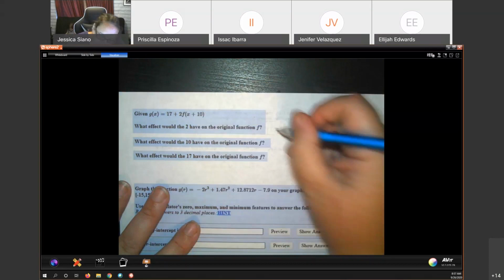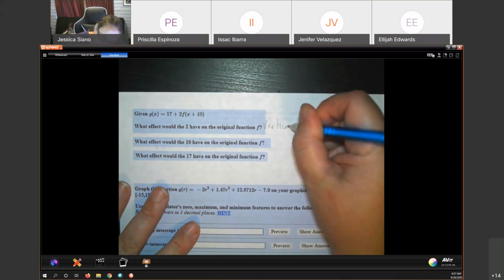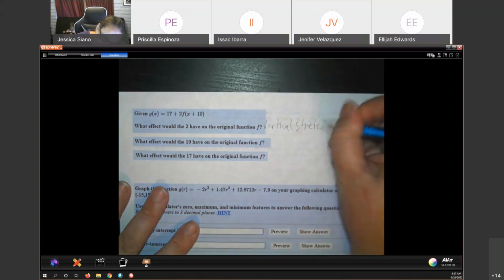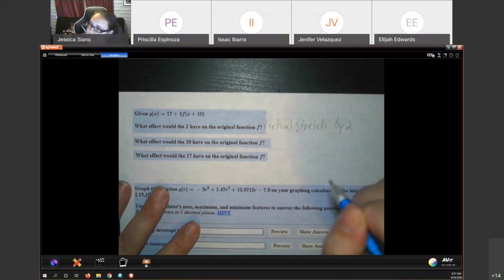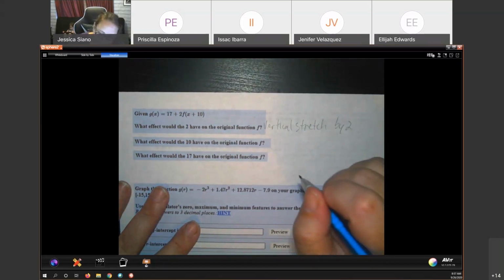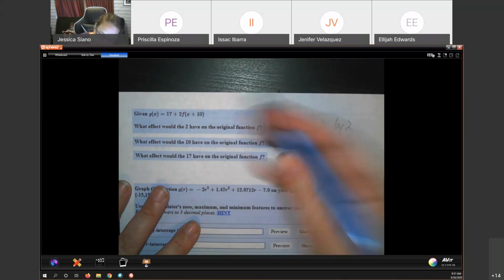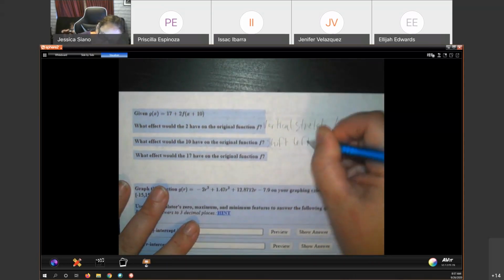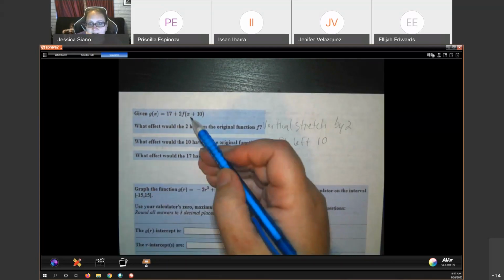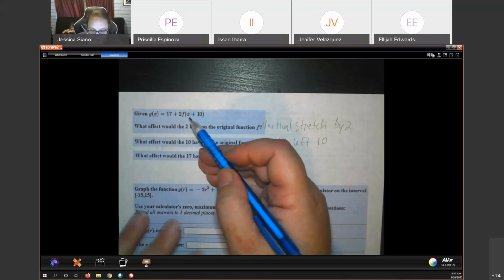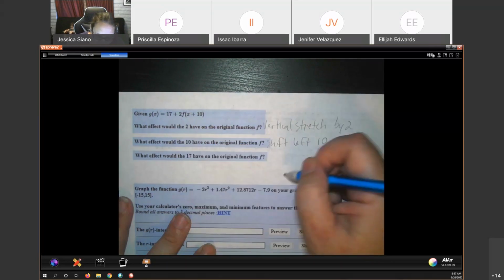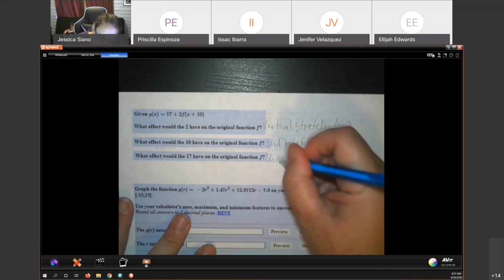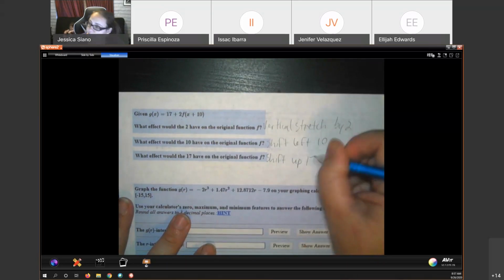So the 2 would be a vertical stretch. The 10 would be a horizontal shift. We would say that it would shift left 10. Remember, the inside is the opposite, just like we talked about before. 17 is a vertical shift, so that would shift up 17.